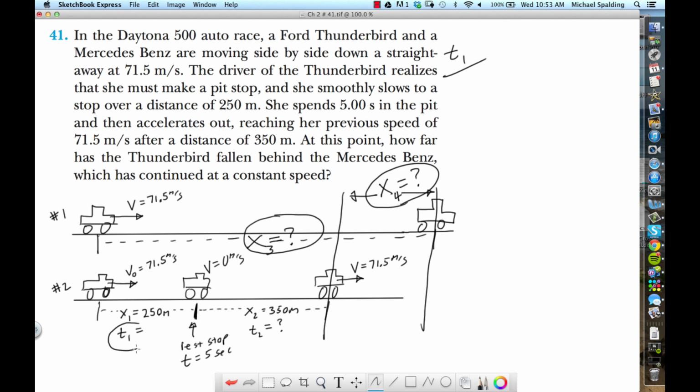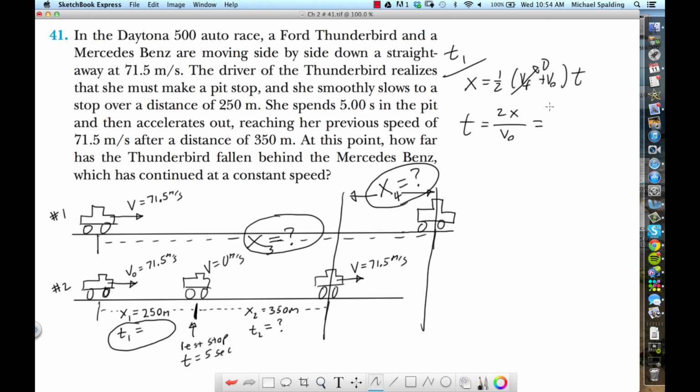What is this time right here? How much time does it take her to go from 71.5 meters per second to a velocity of 0 over a distance of 250 meters? Now there's one equation, and this is not the only way to do it, but if you want to do this calculation in one step, the equation that will allow you to do it is this one. What is V final for this part of the journey as she slows down? V final is 0, so we can cross that out. So T is going to be 2x over V initial.